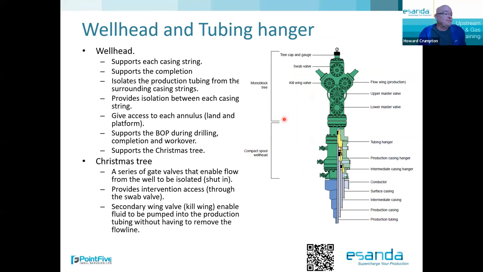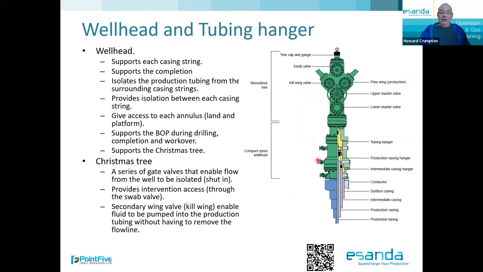So at surface, we have the Christmas tree, which I've already talked about. The Christmas tree is a barrier. In most systems, it is the primary well control barrier. By opening and closing the valves in the tree, I'm controlling flow from the well.